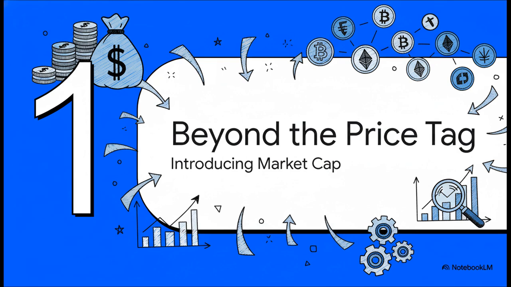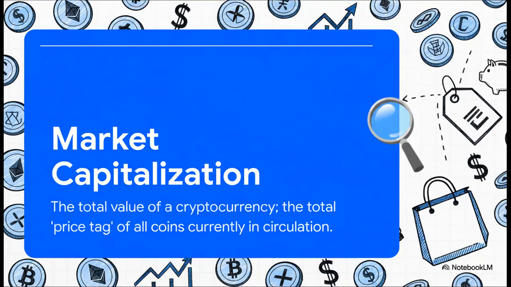And the tool that lets us do that is called Market Capitalization, or as pretty much everyone calls it, market cap. This is the metric that shows you the true scale of a crypto project. And trust me, it's way more important than the price of just one coin. So what exactly is it? Well, to put it simply, market cap is the total value of every single coin that's out there in circulation, all added up. Think of it like this. It's the price you'd have to pay to buy the entire project, not just one little piece of it.